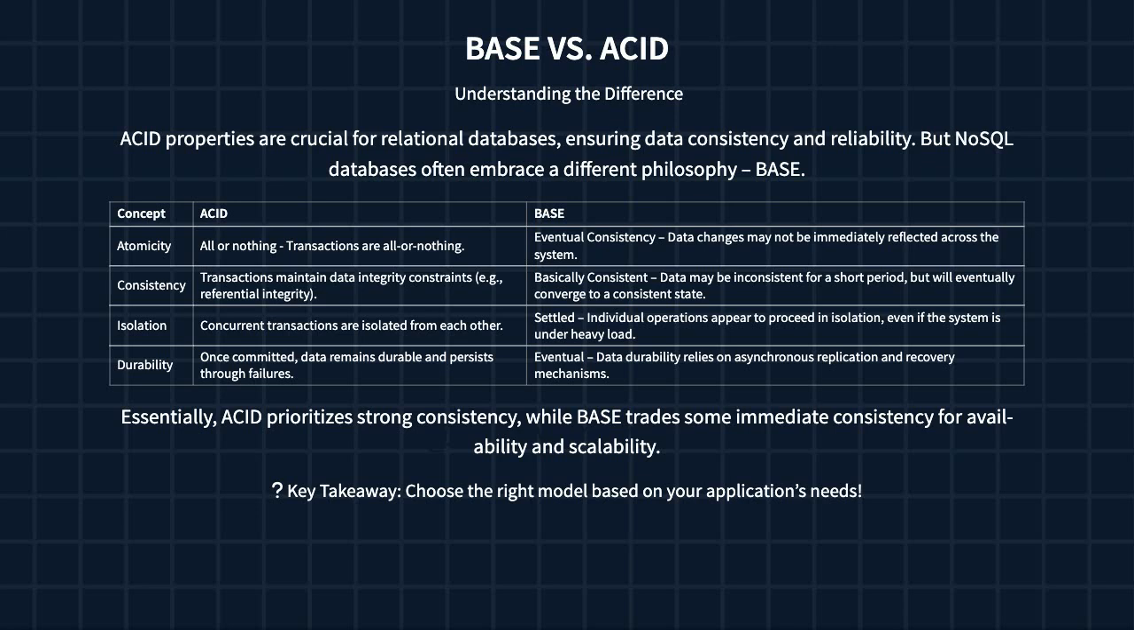It's based on availability, soft state, and eventual consistency. So, while ACID guarantees that data is always perfectly correct, BASE accepts that there might be brief periods of inconsistency. It prioritizes being available and scalable. It's like this: ACID wants everything to be perfect right now, while BASE is happy to eventually get things back on track. This trade-off is a really important concept when choosing the right database for your project.